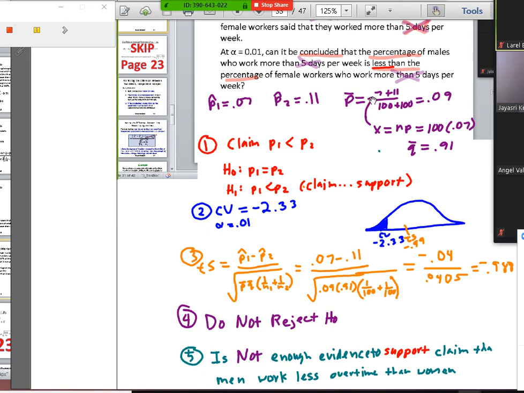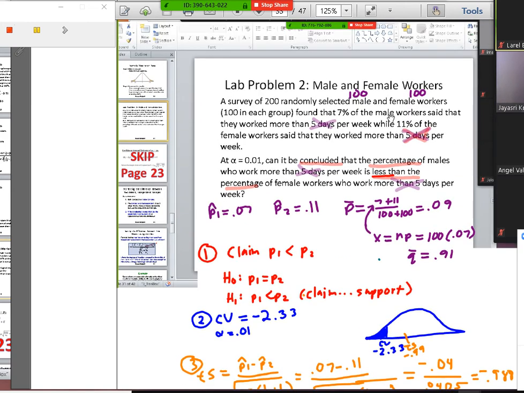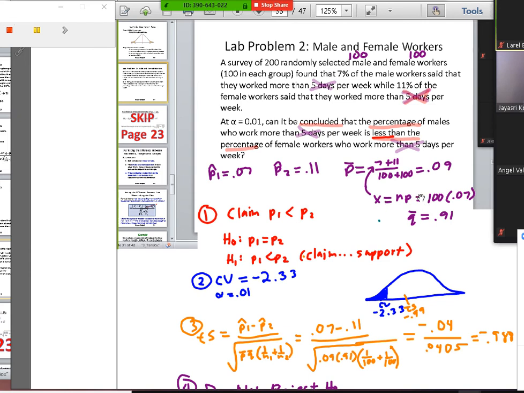All right, and then p-bar is, again, I had 7 out of 11. So if I had 7% of 100 people, how many yeses did I have? 7% of 100 is 7, because 0.07 times 100. Oh, here it is right here. Right, so x is equal to np, so n is 100, p is 0.07, that's where this 7 comes from. And the 11 comes from the same idea, 100 times 0.11. So 7 plus 11 yeses out of 100 plus 100 people, 0.09 is your p-bar, and q-bar is 0.91.